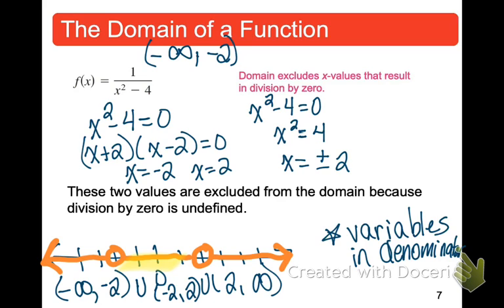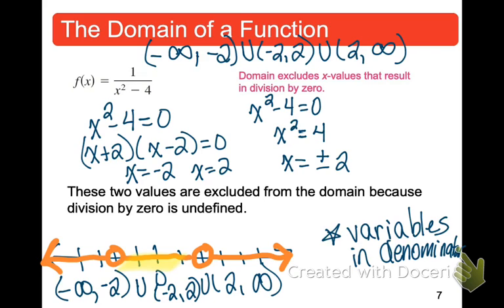What's the symbol for if it was included? What do I have to have if it is included? Parentheses mean the number is not included. A bracket. Good. That's what it is. Okay, then I'm saying or, so I'm saying any number between negative infinity and negative 2, or any number in between negative 2 to positive 2, or any number from 2 to infinity. The parentheses are telling me that 2 and negative 2 are not included.